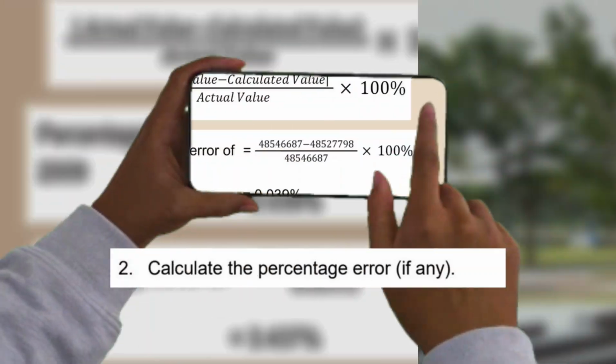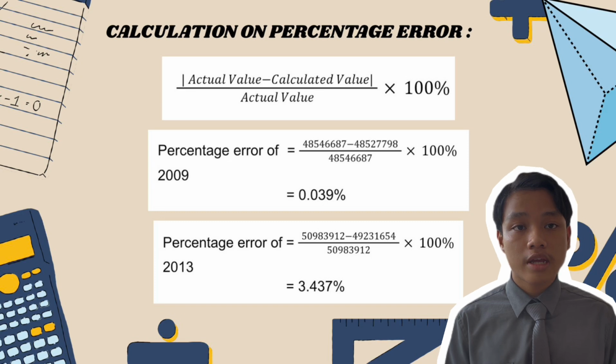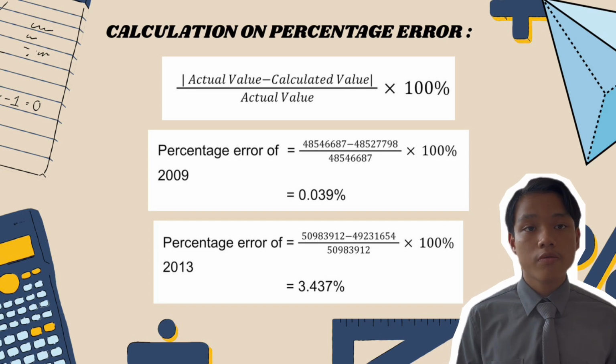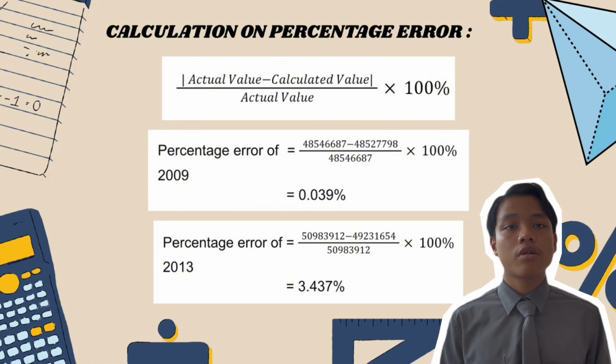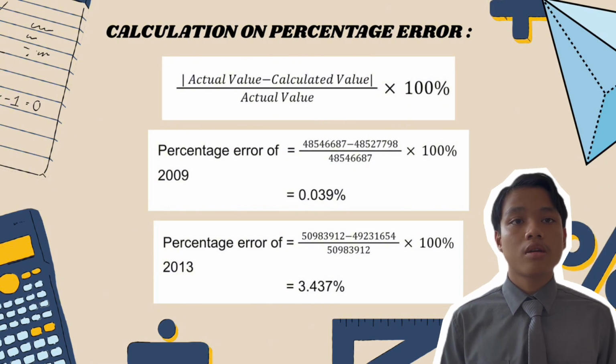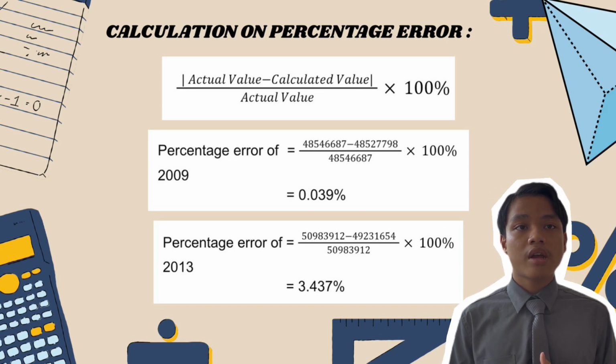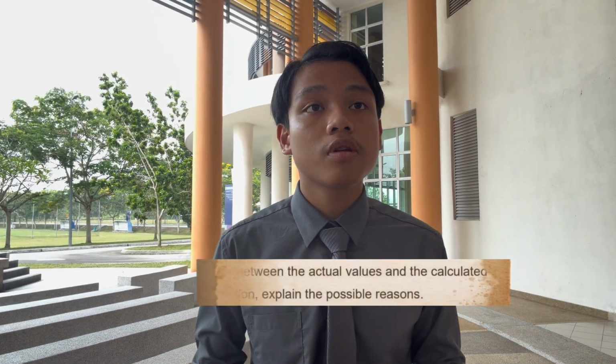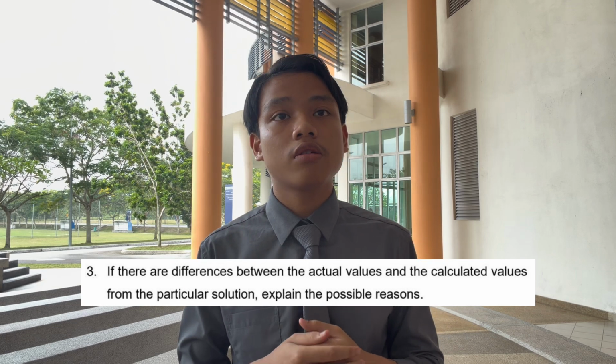For question number 2, the question asks us to calculate the percentage error. So we take the sample of the population at 2009 and 2013. At 2009, after the calculation, we get a percentage error of 0.039%, and at 2013, the percentage error that we get is 3.437%.